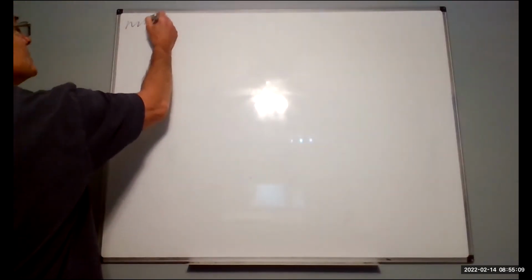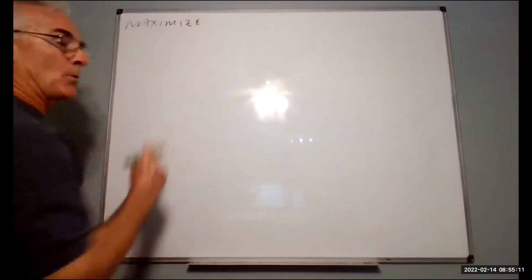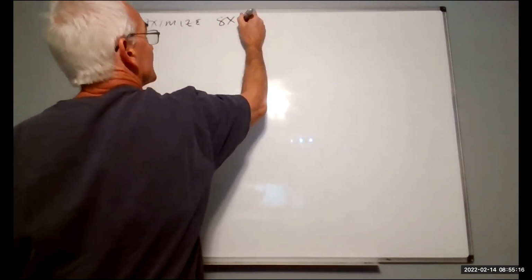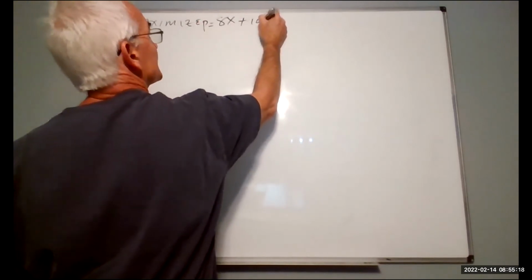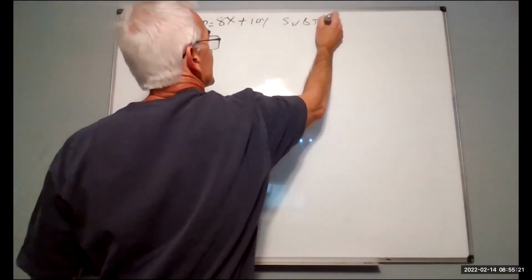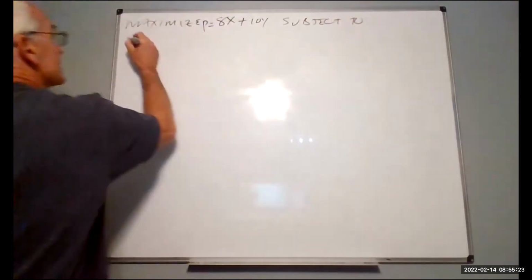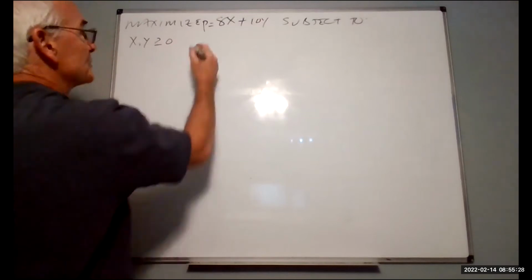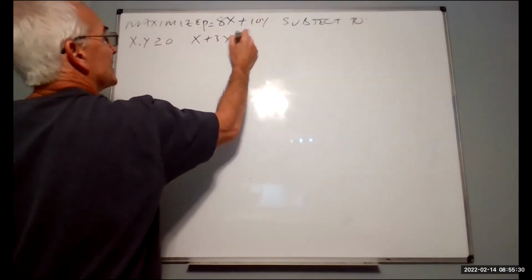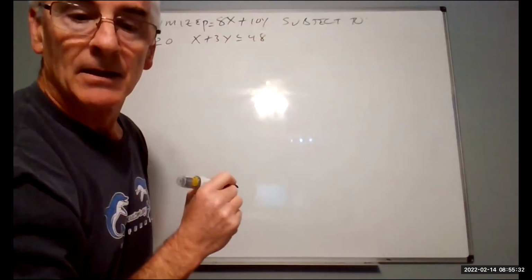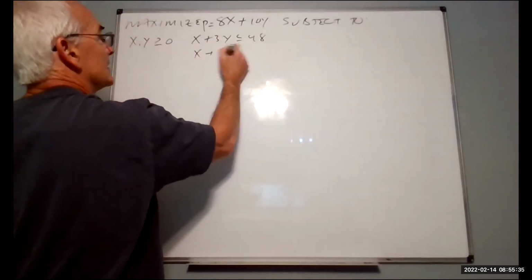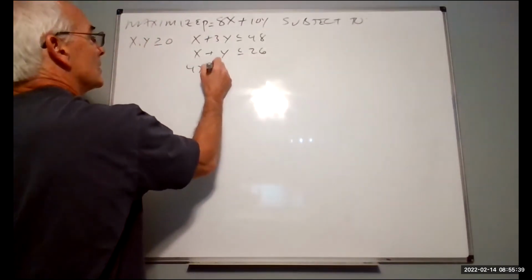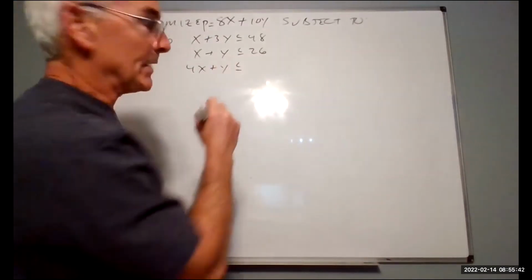I want to maximize. I'm going to redo the problem, but now we're going to do it using the simplex method. P equals 8x plus 10y, subject to: x and y are greater than or equal to 0; x plus 3y is less than or equal to 48; x plus y is less than or equal to 26; and 4x plus y is less than or equal to 80.